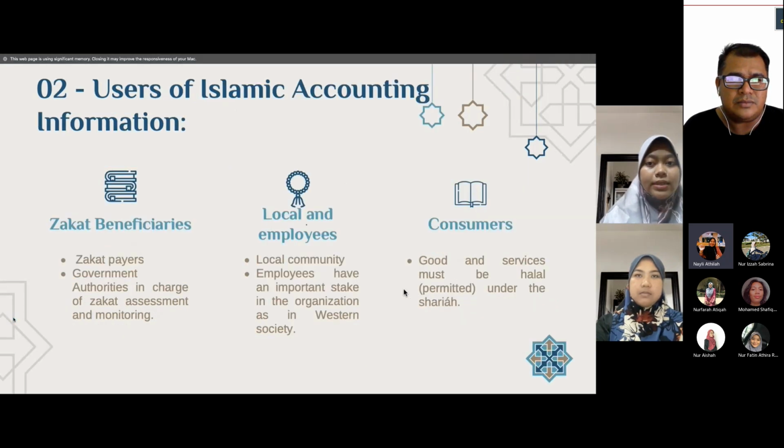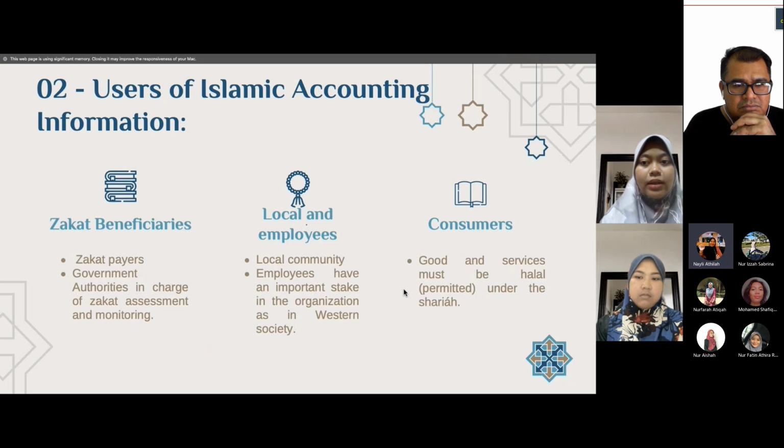Moving to the uses, ada 3 uses of Islamic accounting information. Yang pertama ialah zakat beneficiaries. Pembayar zakat and government authorities yang in charge kepada zakat assessment and monitoring ni adalah disenaraikan sebagai zakat beneficiary. So macam pembayar zakat ni, kita semua boleh jadi pembayar zakat as long as kita capai requirement nisab. While government authorities ni pula macam lembaga zakat depending on setiap negeri. Macam contoh Selangor, lembaga zakat negeri Selangor, Kedah, lembaga zakat negeri Kedah, macam tu.